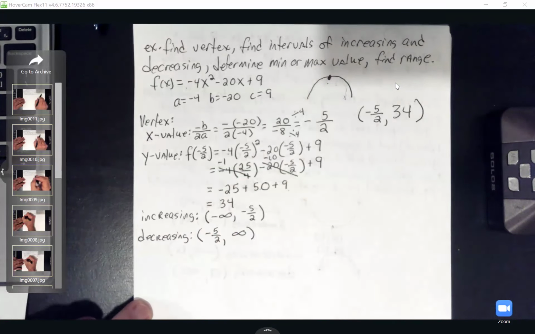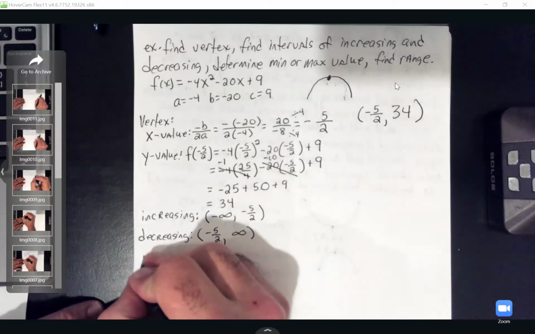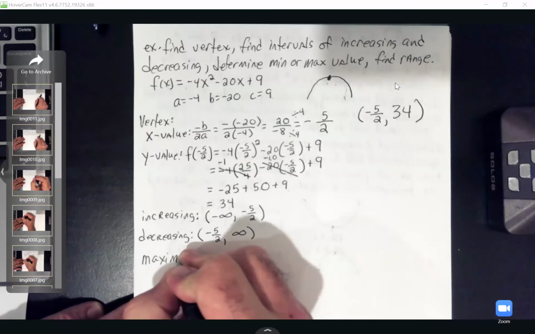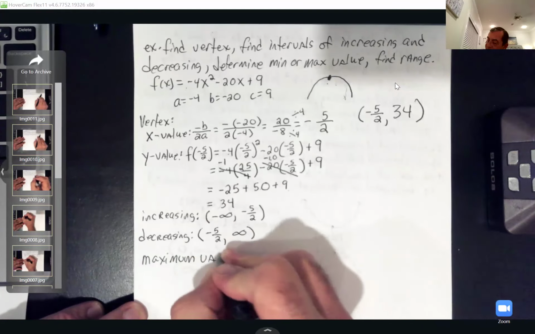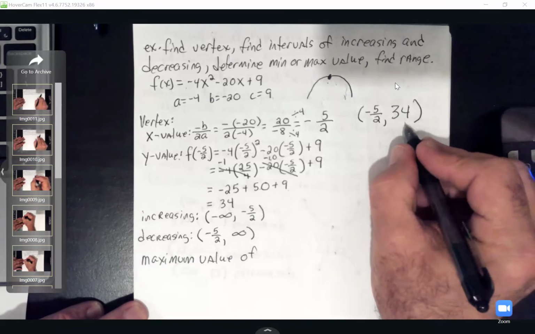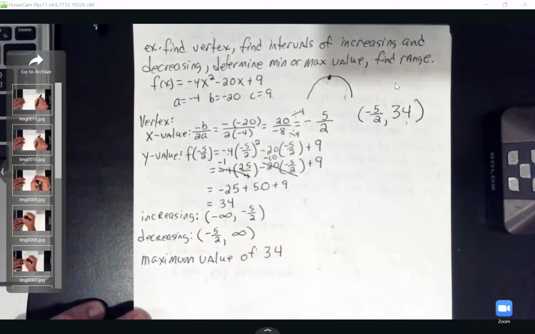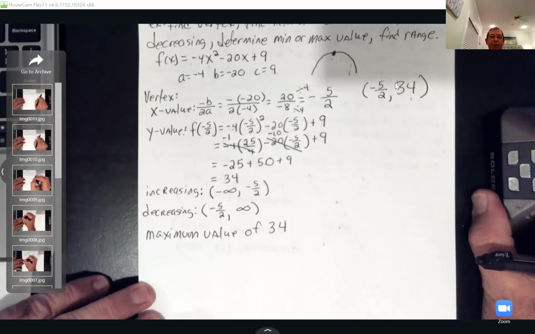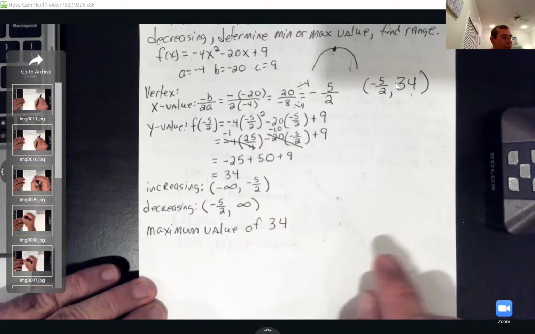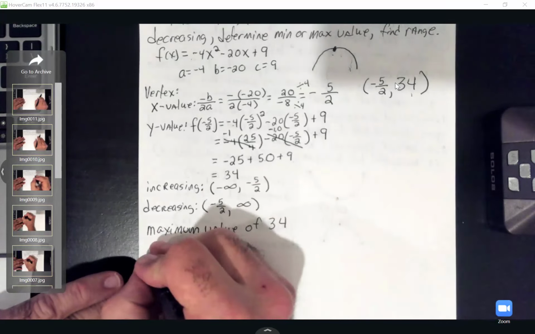All right, y'all, min or max value. Well, we said it was a maximum. And it has a maximum value of, where's my y value? 34. Now, here's the last one for this. They wanted my range.